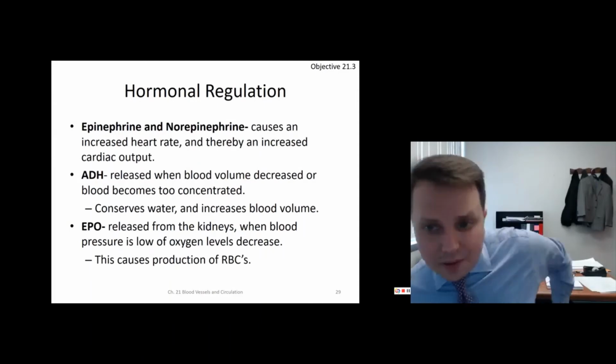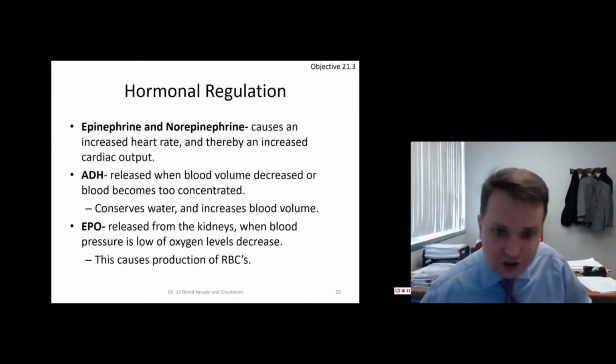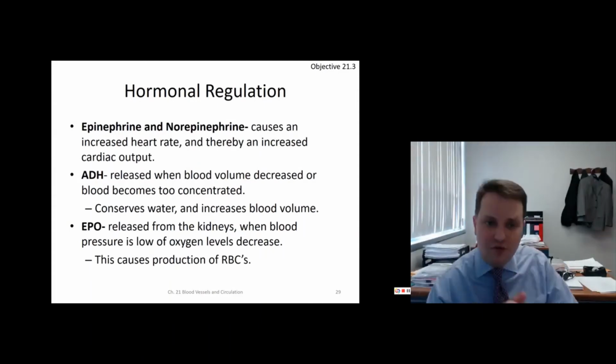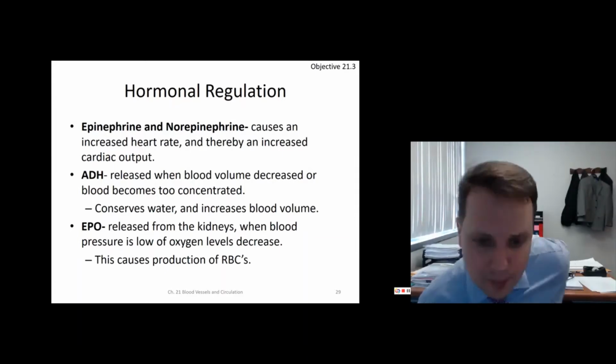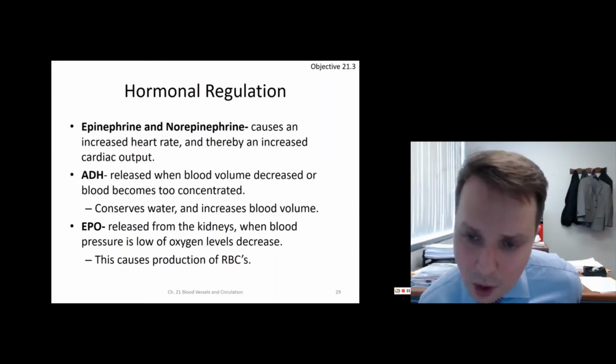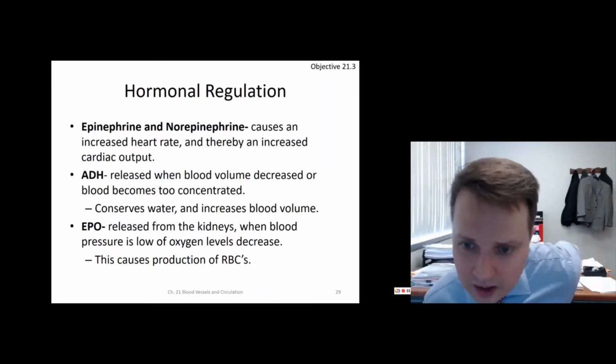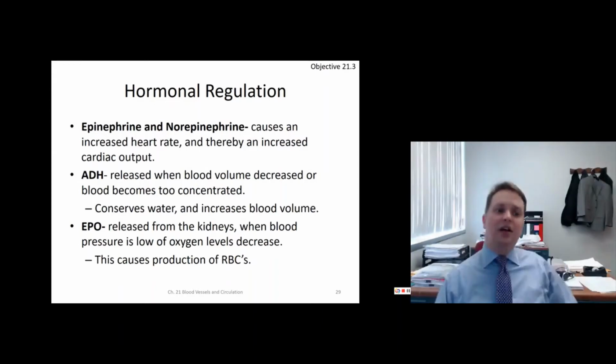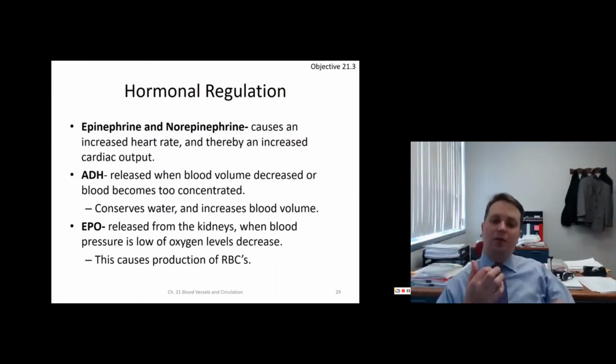Epinephrine, norepinephrine increases your heart rate, increases cardiac output. Cardiac output is stroke volume times heart rate, or heart rate times stroke volume. The order of operation does not matter when you are multiplying or adding. It only matters when you divide or subtract. ADH is released when your blood volume goes down. If you have lost blood due to bleeding, or you become dehydrated, that also means your blood is too concentrated. When you're dehydrated, we conserve water and we increase blood volume.